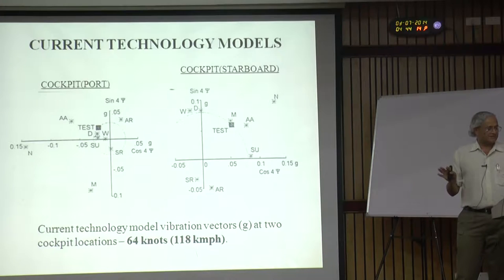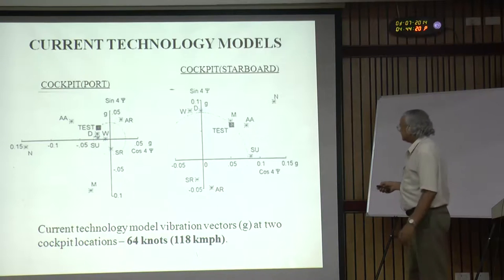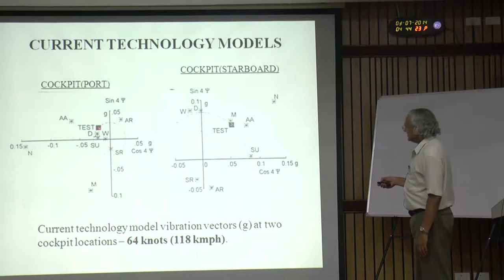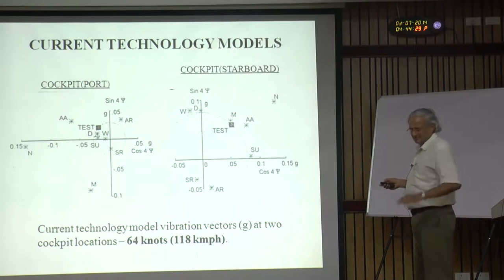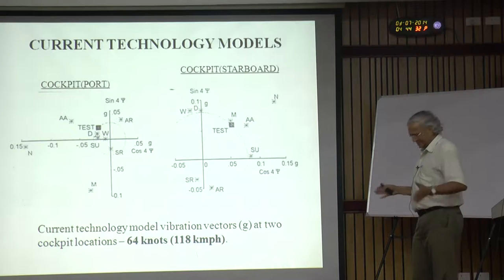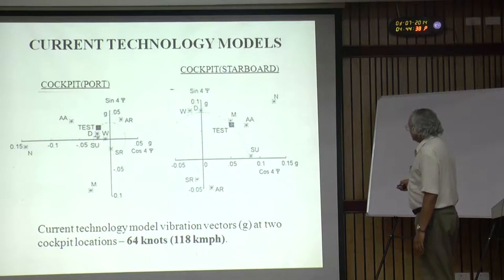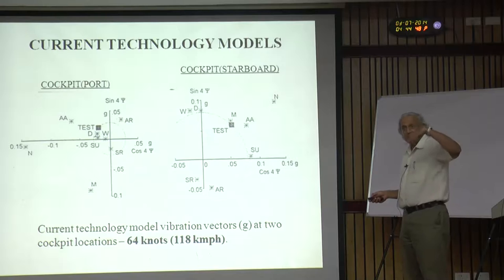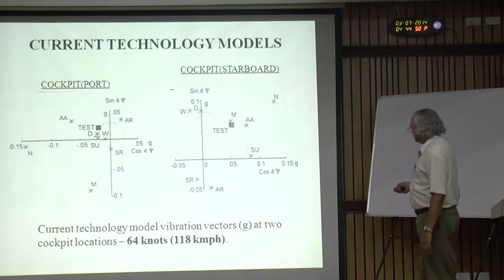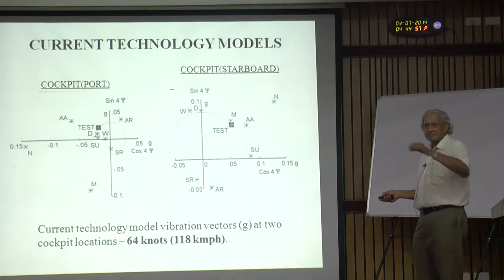Now, this is the first; then they did the vibration measurement. I am not showing the intermediate other results. This is the test data. Vibratory level measured at cockpit port side, that is one, and another starboard side, left side, right side, you can take it. Pilot, co-pilot. And this is the cosine harmonic, this is the sine harmonic of only one signal, that is the 4 harmonic. Different at speed 64 knot, that is 118 kilometer per hour. This is the measured data.